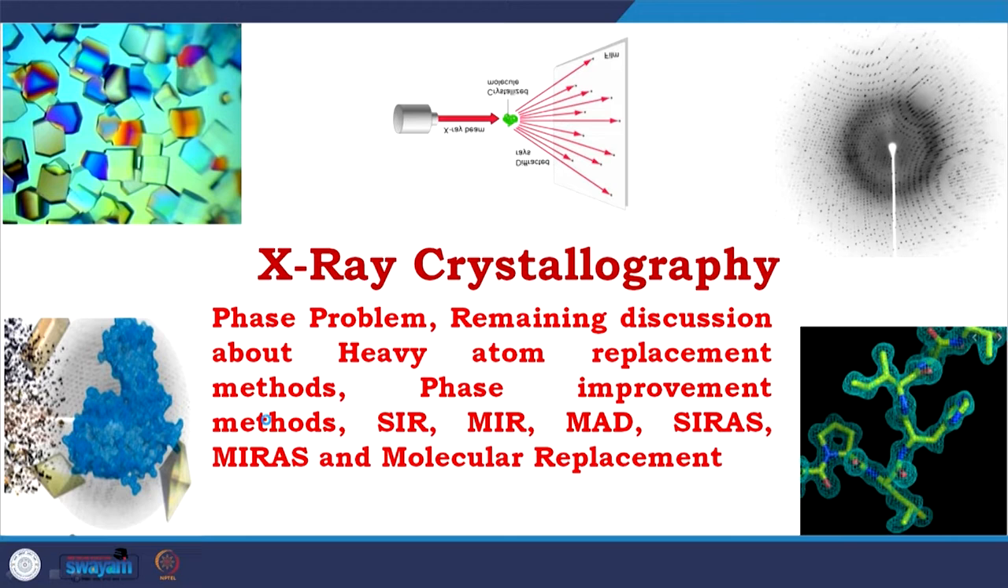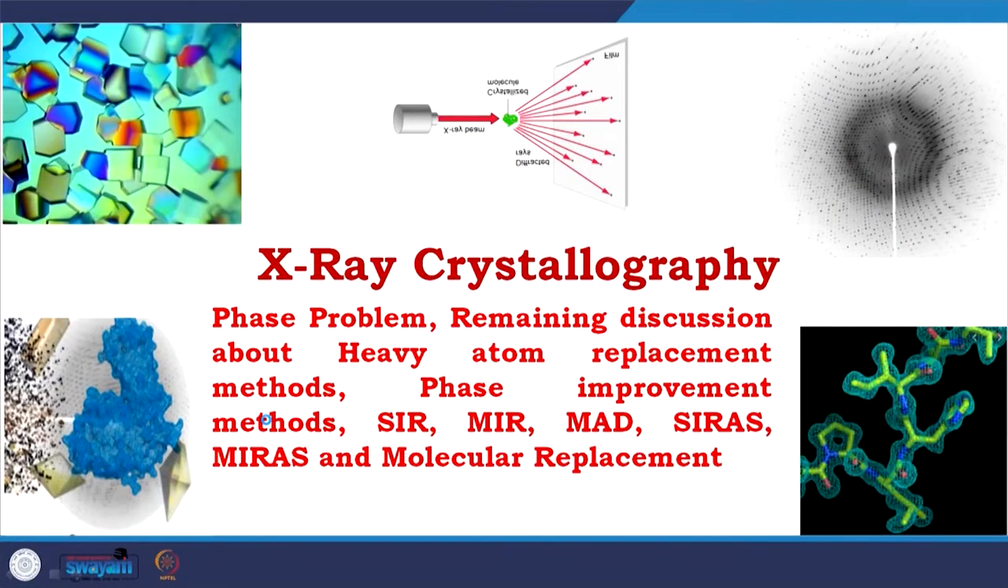Today we will again discuss a few parts of the phase problem, the remaining discussions about the heavy atom replacement methods, phase improvement technologies, SIR, MIR, MAD, and a little introduction to SIRAS and MIRAS. Then we will talk about another technique, which is molecular replacement, to solve the phase problem.